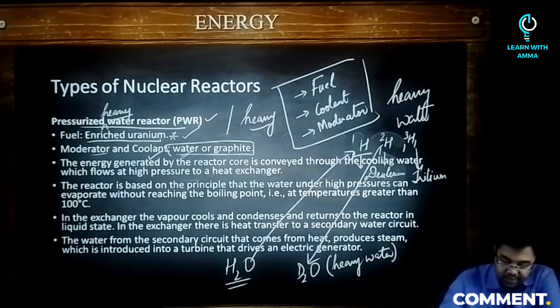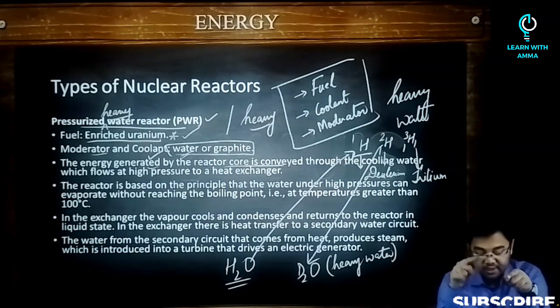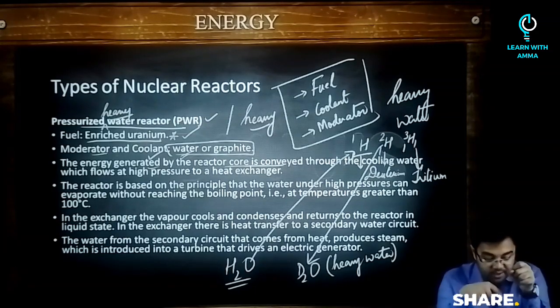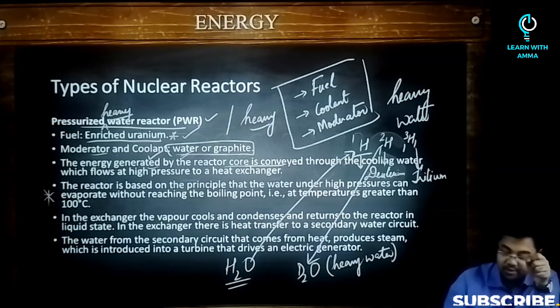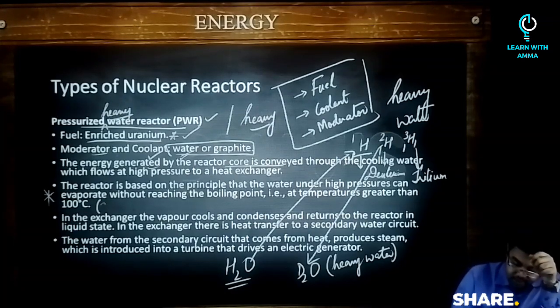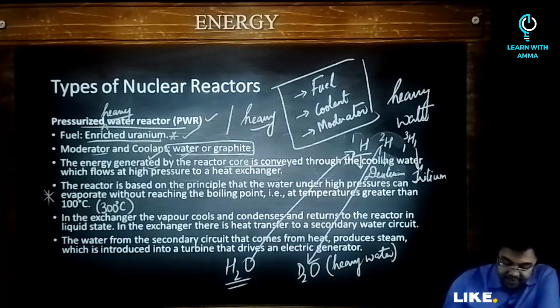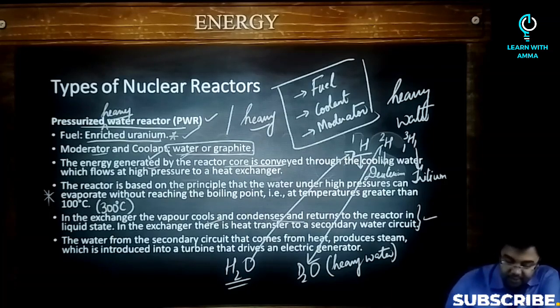The energy that is generated by the reactor core will be conveyed through the cooling water, which flows at high pressure into a heat exchanger. The reactor is based on the principle that water under high pressure can evaporate without reaching the boiling point at a temperature greater than 100 degrees Celsius. So actually it reaches temperatures up to 300 degrees Celsius. In the exchanger, the vapor cools and condenses and returns to the reactor in liquid state.